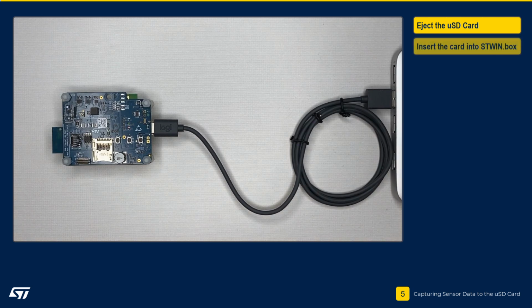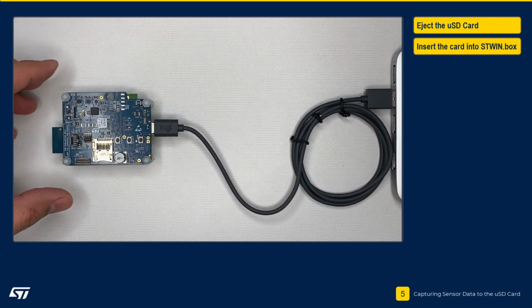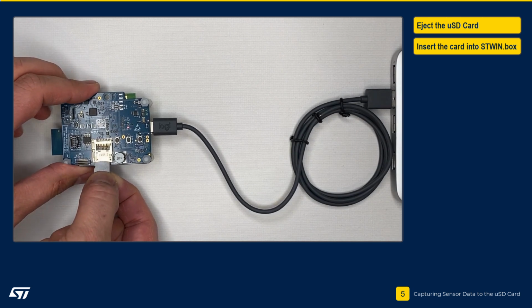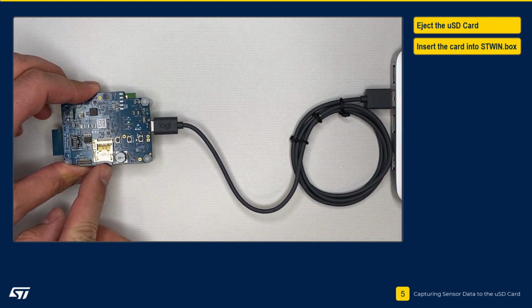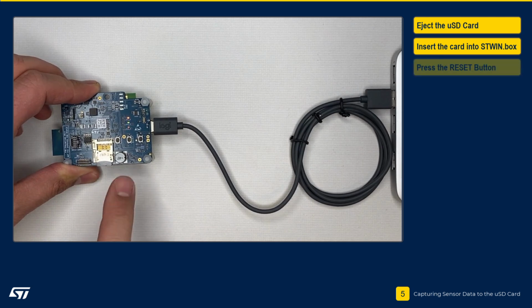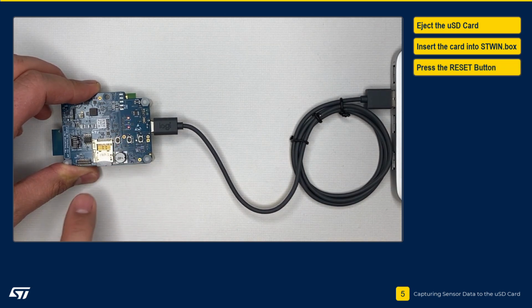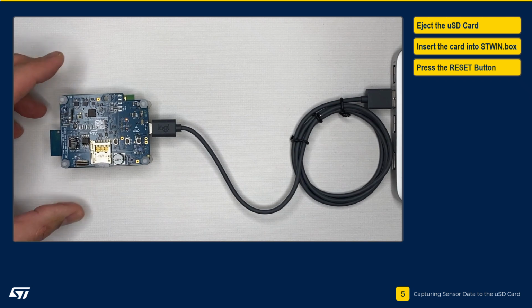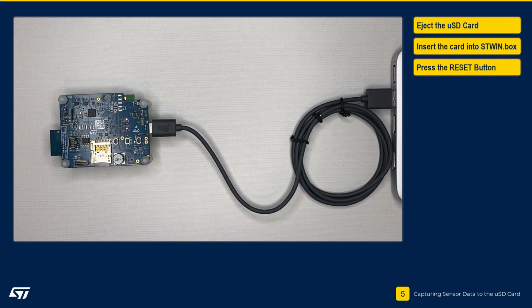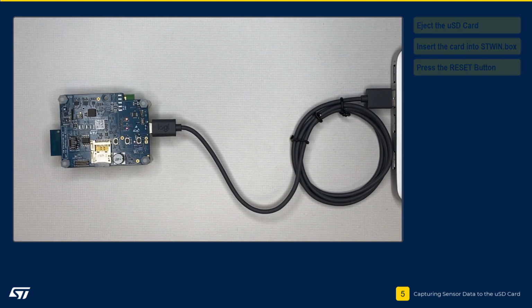Insert the card into the STWIN.box board. Reset the board by pressing the Reset button. This will clear any configuration information currently loaded on the device.